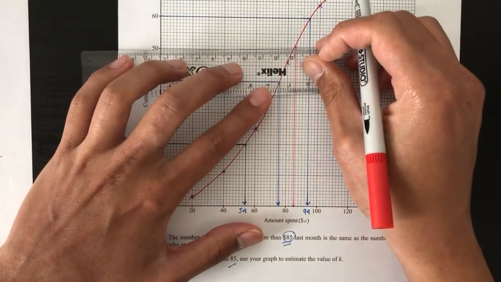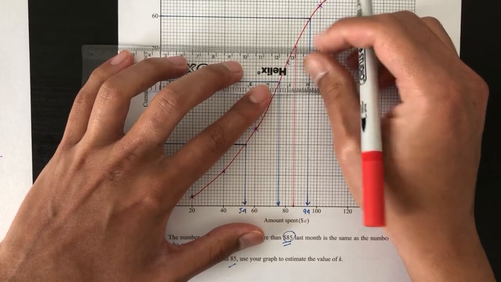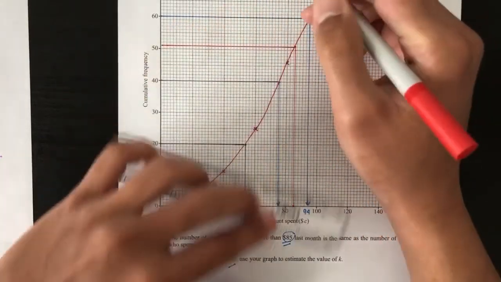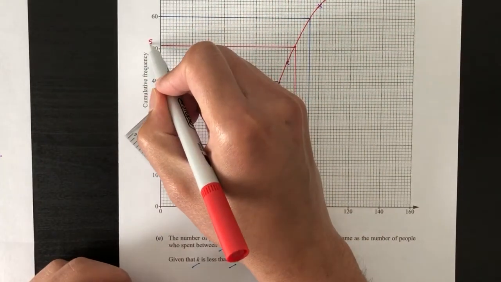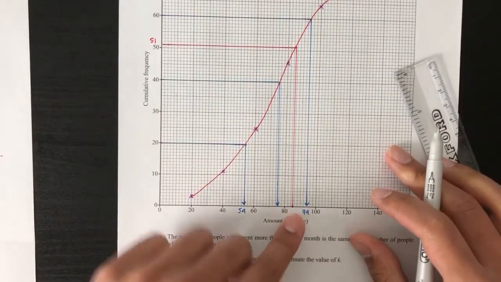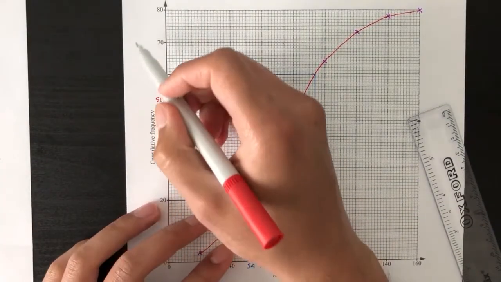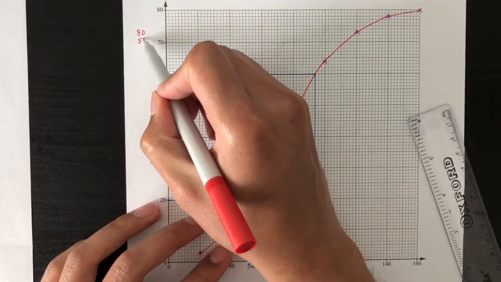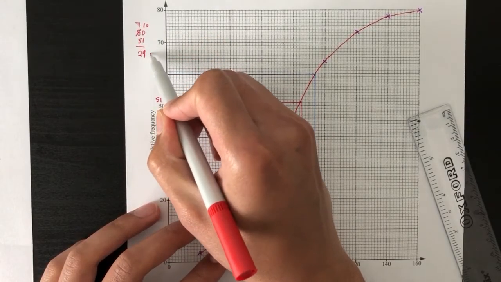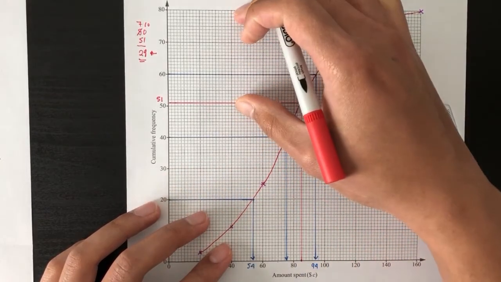So from this we can find out how many people spent more than 85. So we have value of 51. So people who spent more than 85 will be on here, which is 80 minus 51. So let's do 80 minus 51, that will be 29. So 29 people spent more than $85.